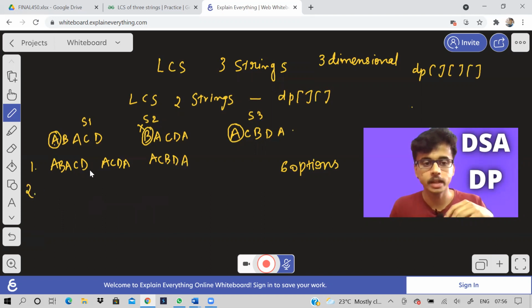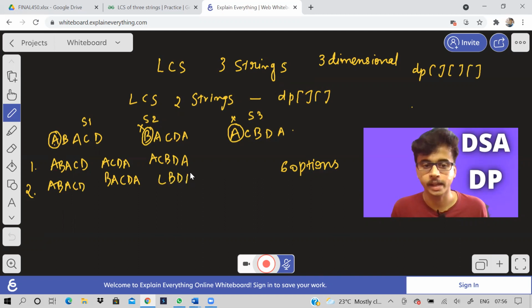The second option will be, we will neglect this A. So ABACD, BACDA and CBDA. So you should understand one thing, that we got two options wherein we kept the entire string S1 and we removed the characters from string S2 and S3. So similarly, we will have four more options over here.